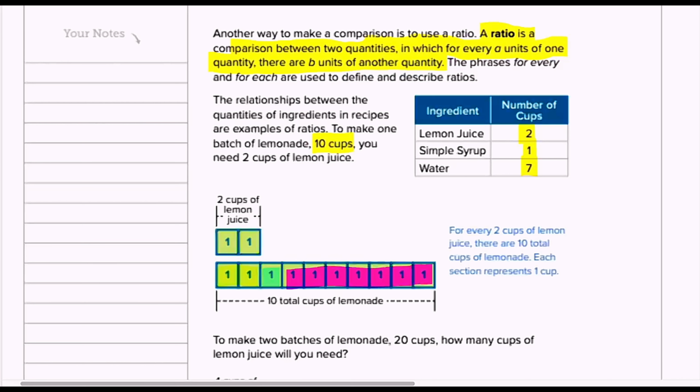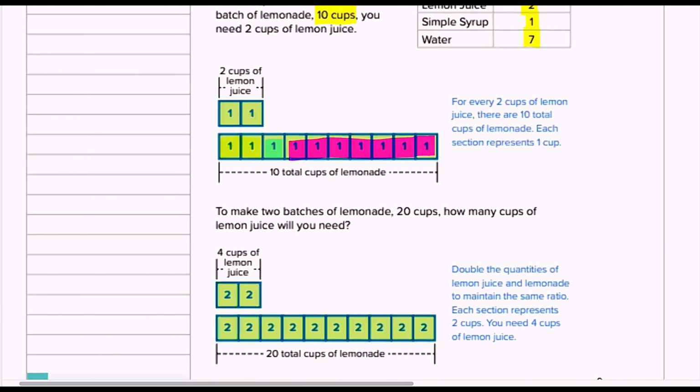Suppose we need to change this number, which is 10 cups of lemonade, to 20 cups, to make 2 batches of lemonade. How many cups of lemon juice will you need? You can understand from this number that the amount of lemonade will change from 10 to 20. That means 2 times as many cups.